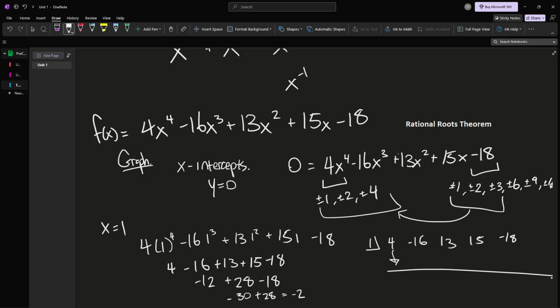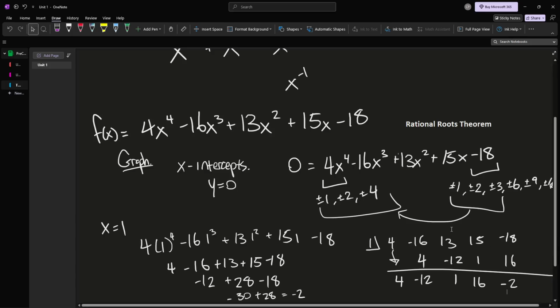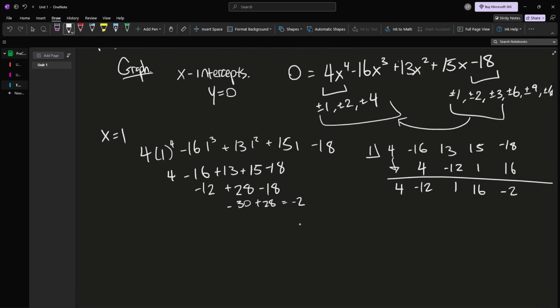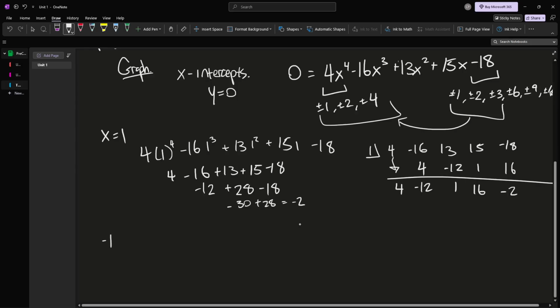If you keep track, 4 just goes straight down. 4 times 1 is 4. Negative 12. Negative 12. 1. 1. 16. 16. Negative 2. It doesn't work. So actually, let's skip ahead. I actually prefer synthetic division. So I'm going to try negative 1. Negative 1 for 4, negative 16, 13, 15, negative 18.